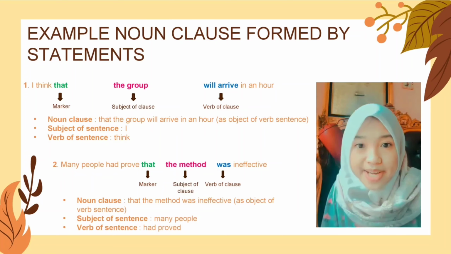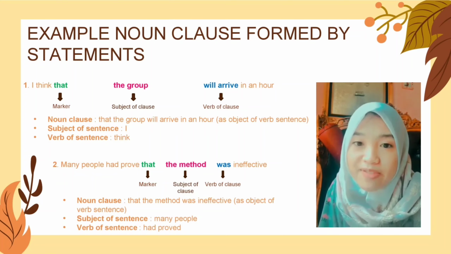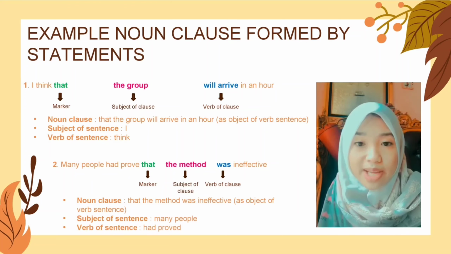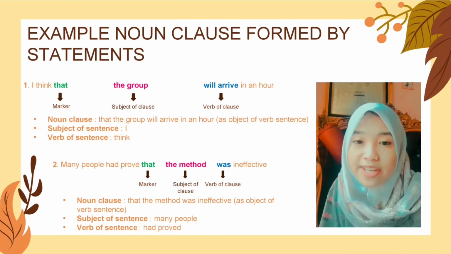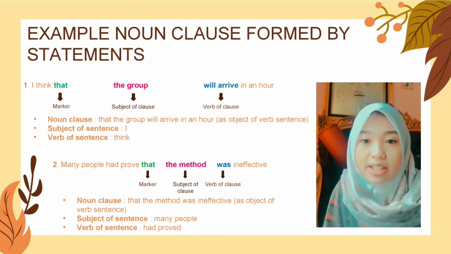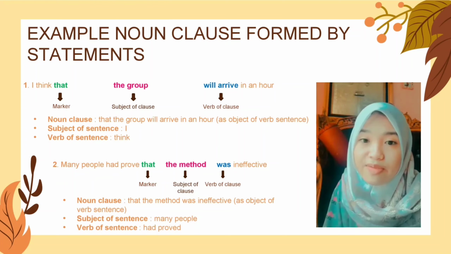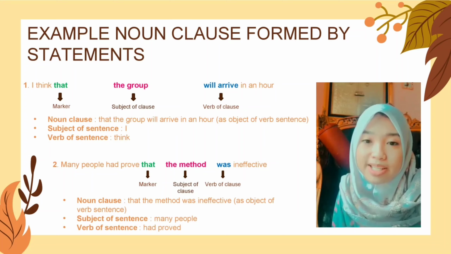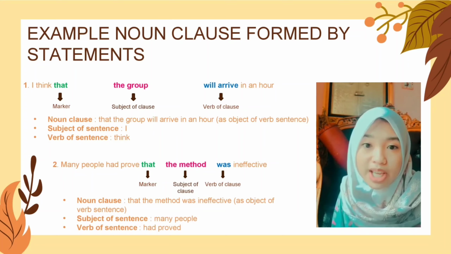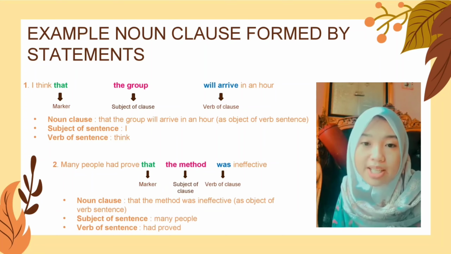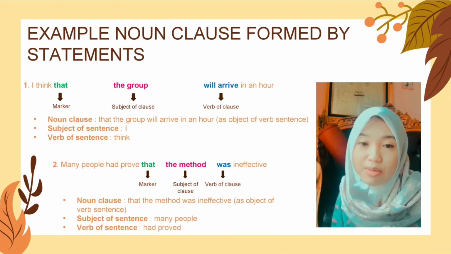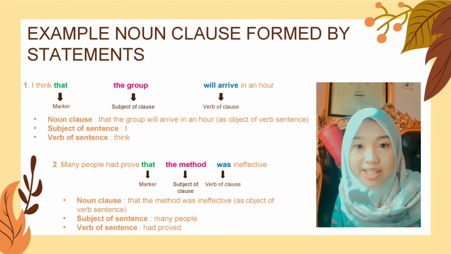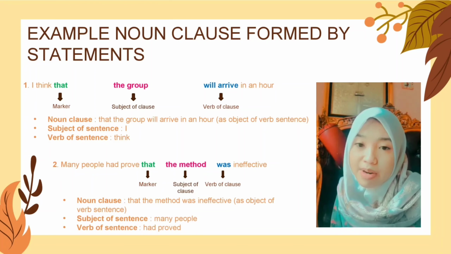Verb of sentence: think. Number 2. Many people have purported that the method was ineffective. "That" is the marker, "the method" is the subject of the clause, and "was" is the verb of the clause. This is a noun clause as object of verb of sentence: "that the method was ineffective." Subject of sentence: many people. Verb of sentence: have purported.